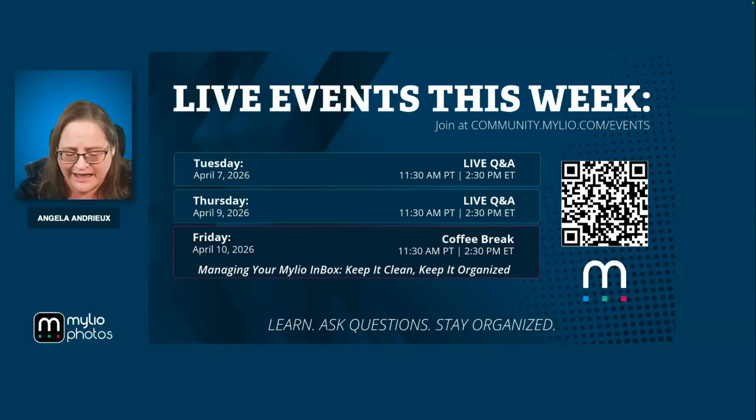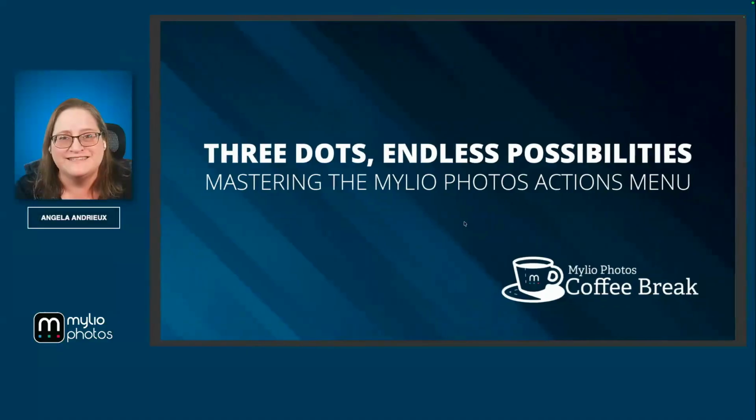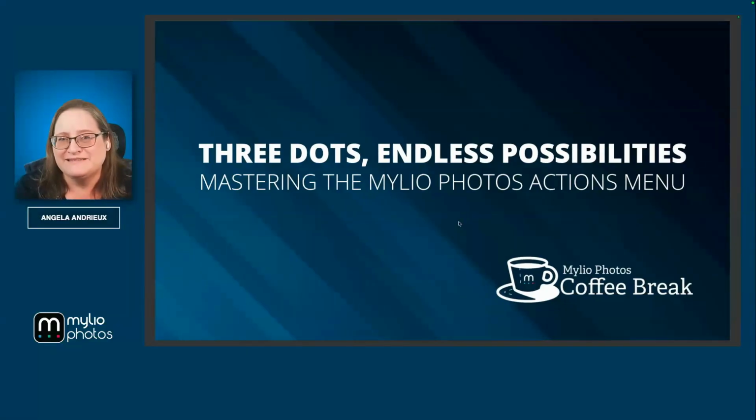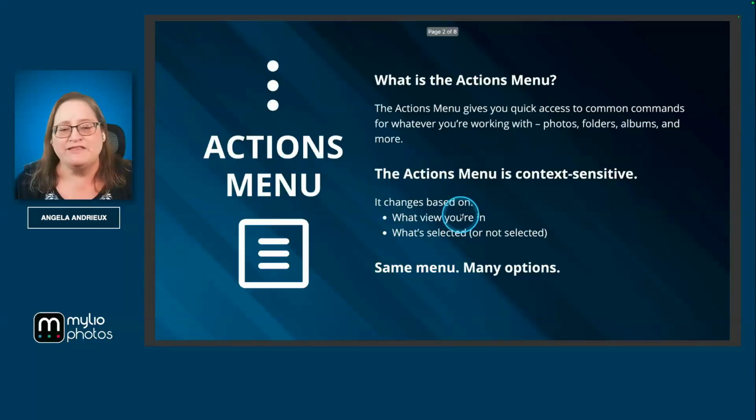And with that, let's go ahead and jump over into today's presentation, which is 3 dots, endless possibilities, mastering the Mylio Photos Actions menu. So this is a menu that exists inside of Mylio Photos, and it exists to help you take action on the things that are in your library. So that can be on an individual photo, on a group of photos, on a folder, on an album. And this menu changes depending on what you have selected or if you have nothing selected. So it's the same menu with many, many different options that change based on what you click on.